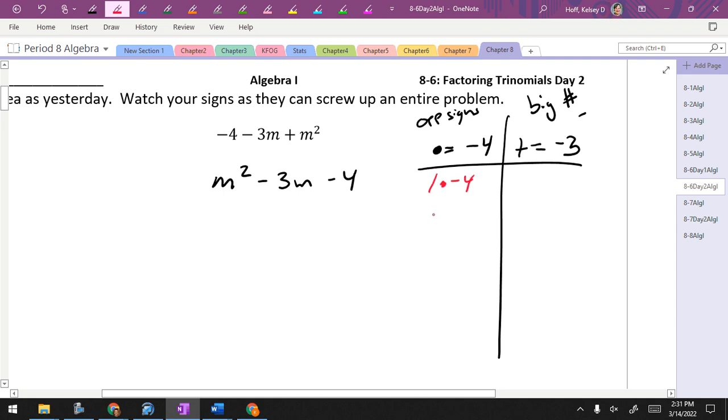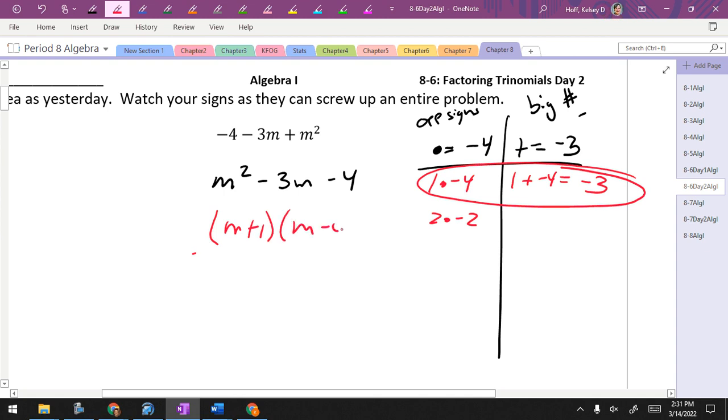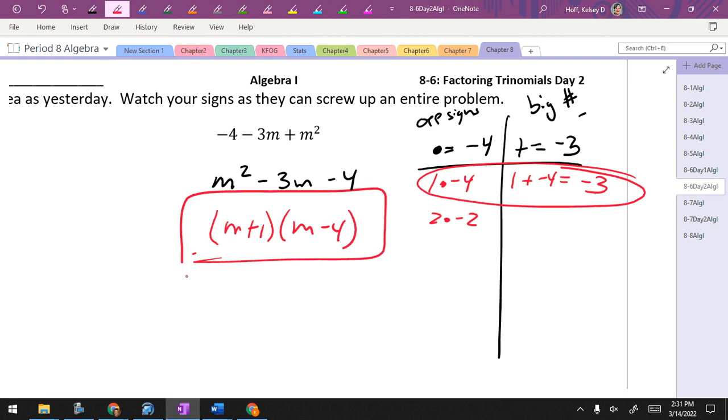So when I add 1 plus negative 4, I get negative 3, which is my winner. So really my two binomials are m plus 1 and m minus 4. Now technically, could you have m minus 4 and m plus 1? Yes.